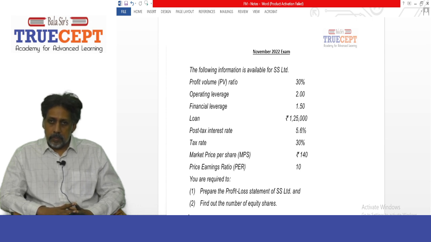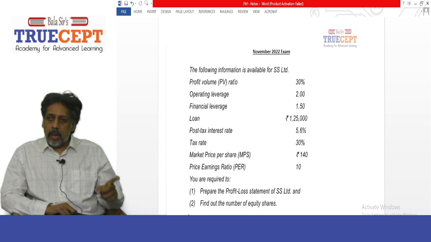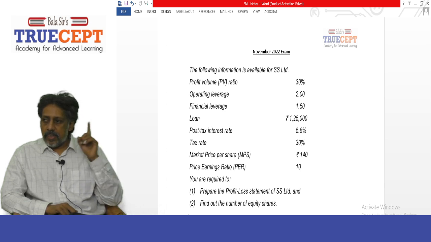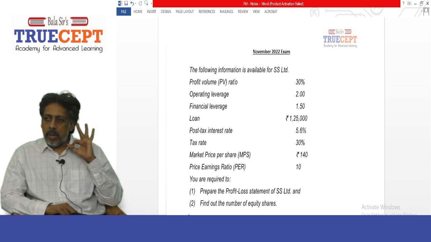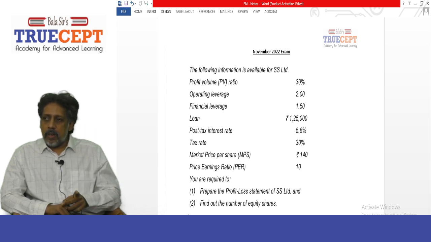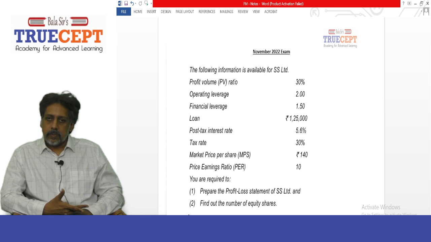Profit volume PV ratio 30%. Remember, PV ratio is nothing but contribution divided by sales. And you learn this in the chapter marginal costing as well in your cost accounting paper. And if PV ratio is 30%, then what is variable cost? It is 70% of sales. Then read further. Operating leverage 2.